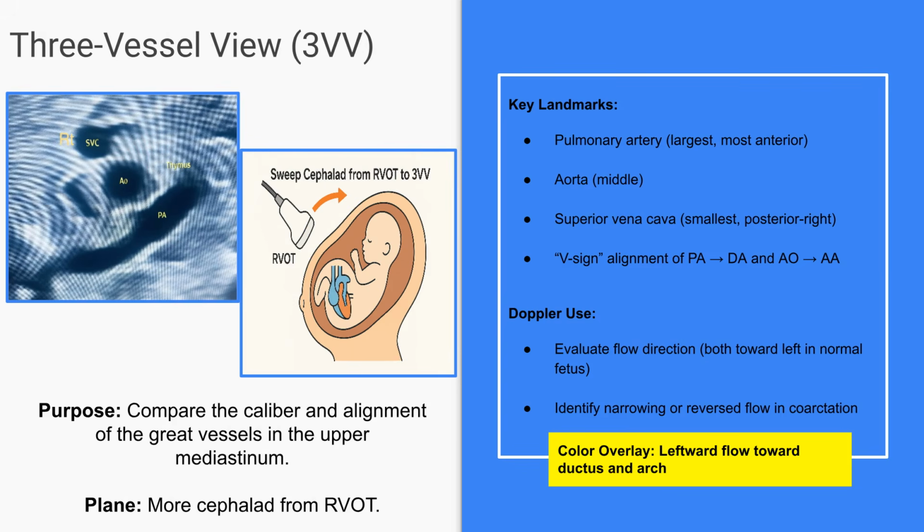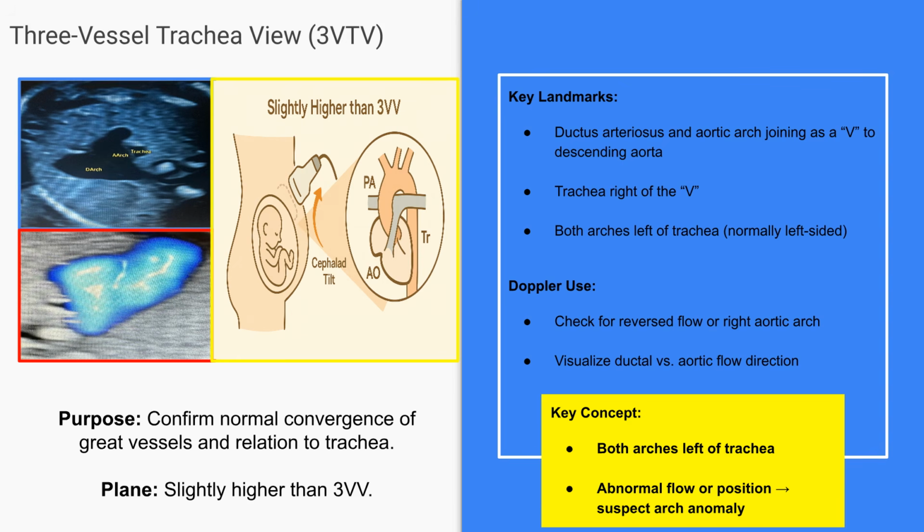The three-vessel view, or 3VV, compares the caliber and alignment of the pulmonary artery, aorta, and superior vena cava in the upper mediastinum. Look for the V-sign alignment and evaluate flow direction using Doppler to identify narrowing or reversed flow. The three-vessel trachea view, or 3VTV, confirms the normal convergence of the great vessels and their relation to the trachea. The ductus arteriosus and aortic arch should form a V shape, with the trachea positioned to the right of this V.